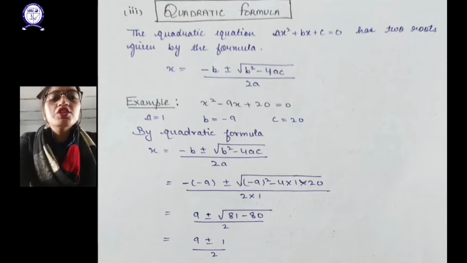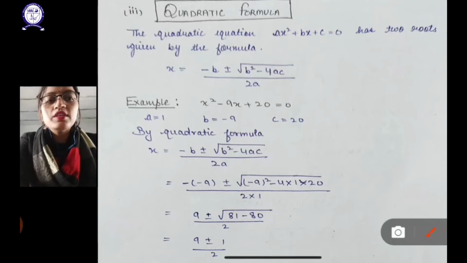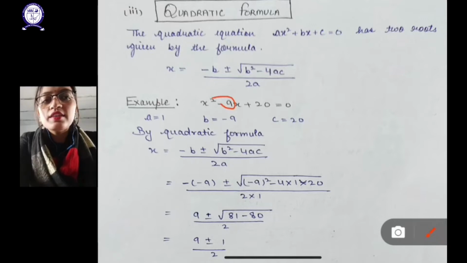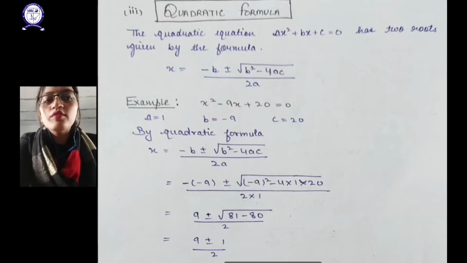Suppose the question given is x square minus 9x plus 20 equals 0. Here we can see that a, the coefficient of x square, is 1, and b, the coefficient of x, is minus 9. Always consider the minus sign with it, because a minus is given in front of the 9, so we have to always consider the minus also. Now c is the constant term, that is 20.